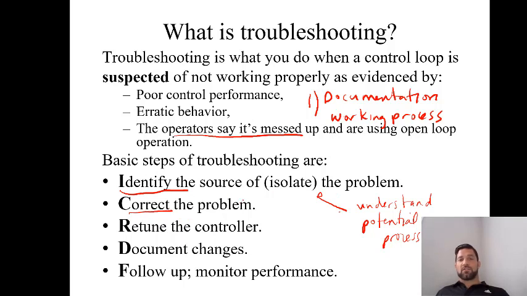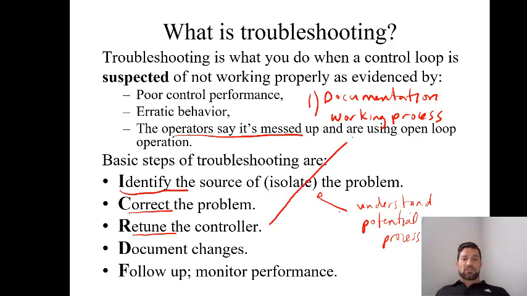Okay, so after we identify the problem, the next thing we can do is correct the problem. So for example, if your sensor is not calibrated, it might need to be recalibrated. If there's too much filtering, you can change the filtering. If a line is clogged, you can blow it out with air, etc. So correct the problem, get your system running again. The next step is you might need to retune the controller. So once everything's working again, you can retune the controller.